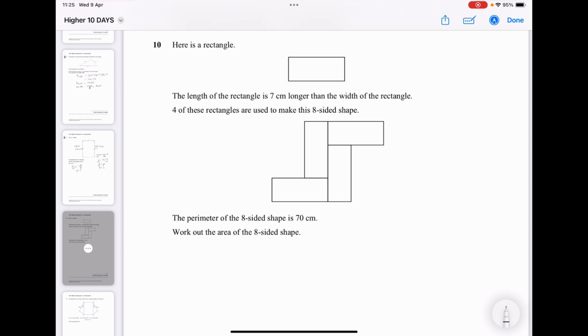Okay, here is a rectangle. The length of the rectangle is 7 centimetres longer than the width of the rectangle. 4 of these rectangles are used to make this 8-sided shape. The perimeter of the 8-sided shape is 70 centimetres.